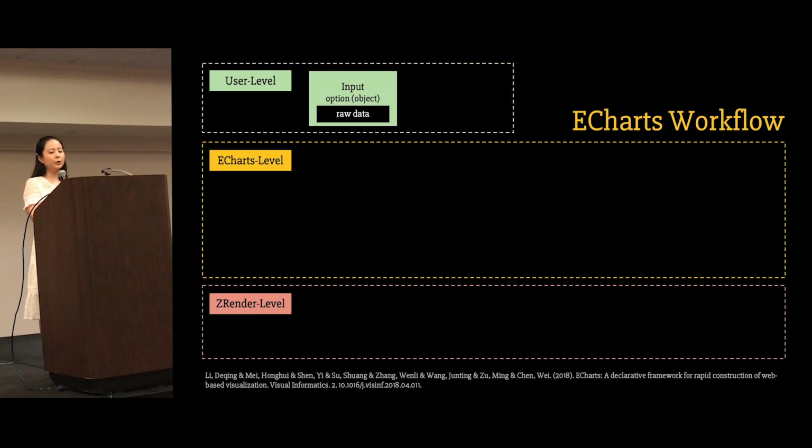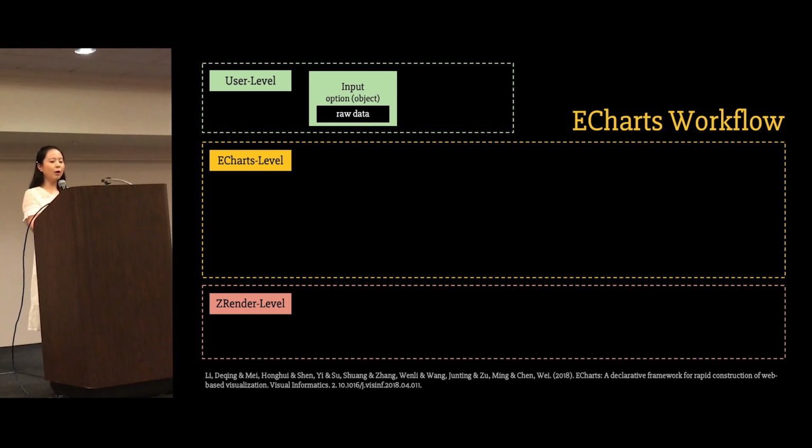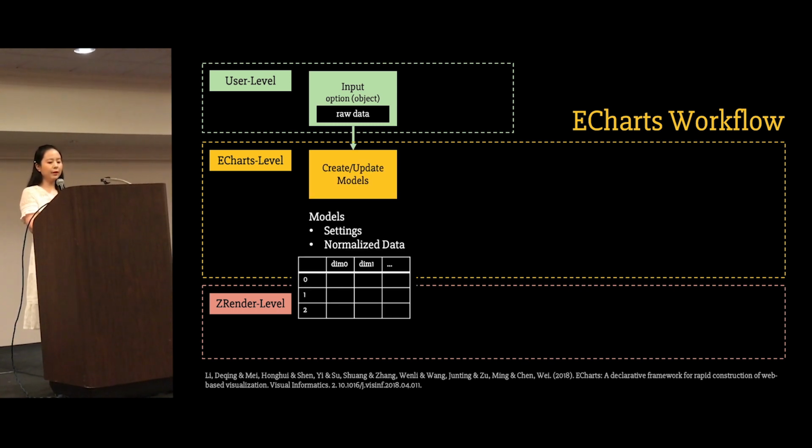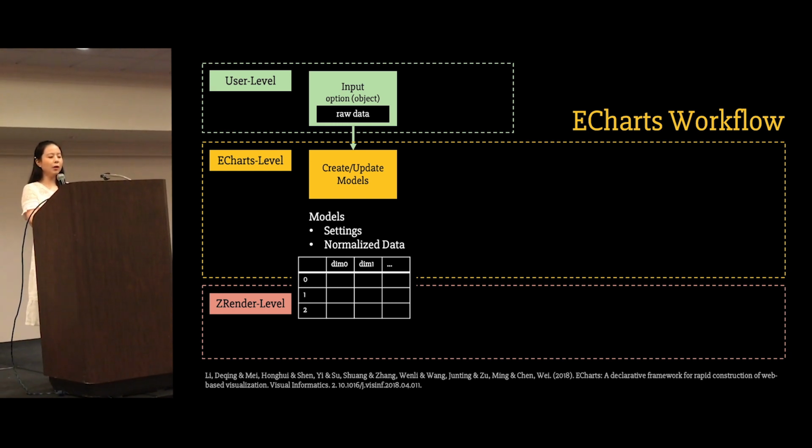To tackle this problem, we designed ECharts in this workflow. ECharts uses a JSON-like option to manage the chart configuration, in which the raw data is included. When the option is given, we then create or update models based on whether this is the first time an option is given. Models contain settings and normalize the data with multiple dimensions.